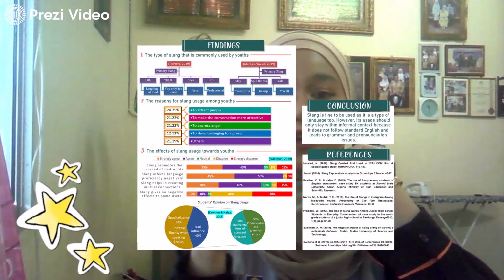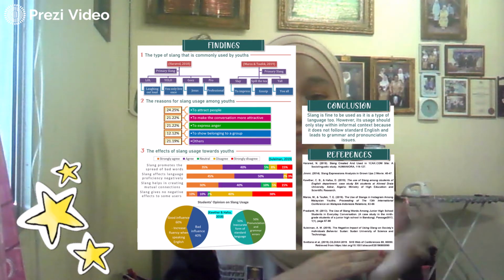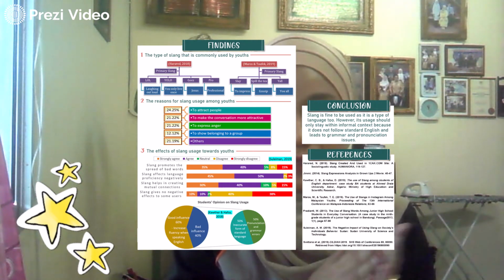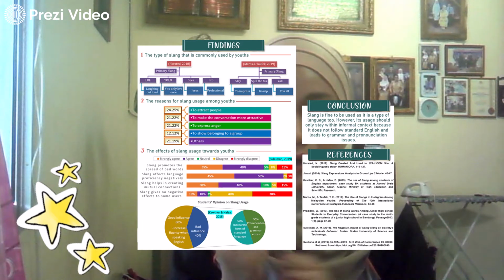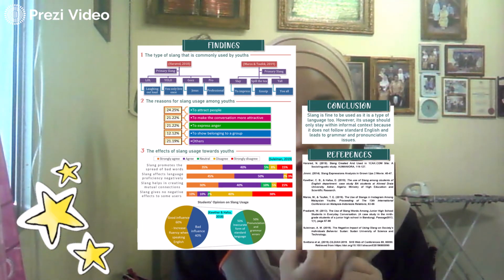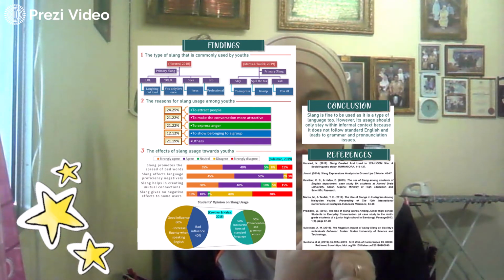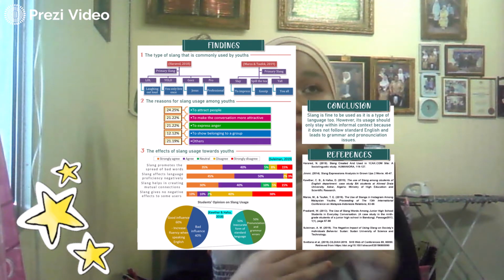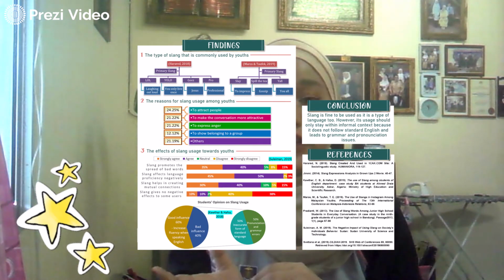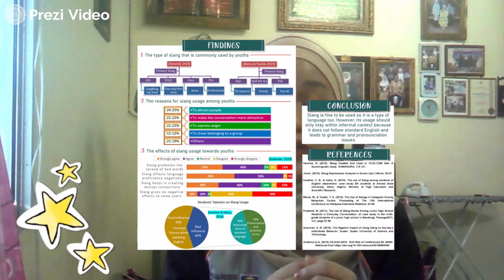Moving on to our second research objective, which is the reasons for slang usage among youth. The reasons are to attract people, to make the conversation more attractive, to express anger, to show belonging to a group, and others. Others may include other factors that also lead to the use of slang.